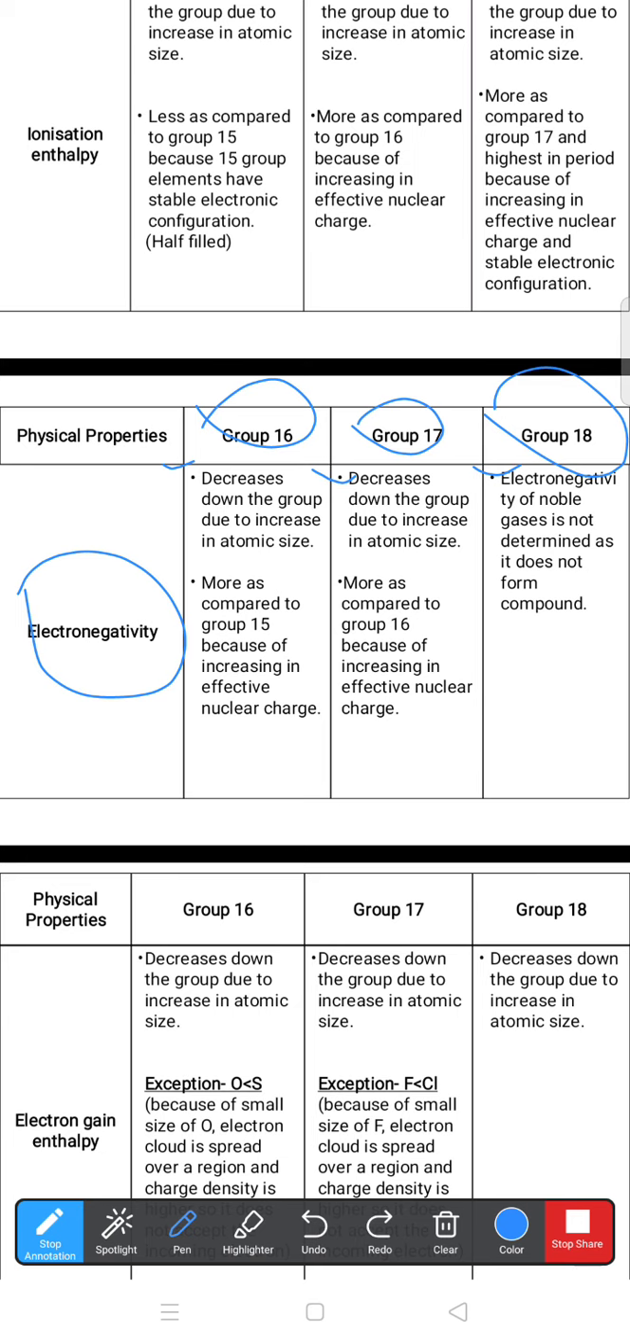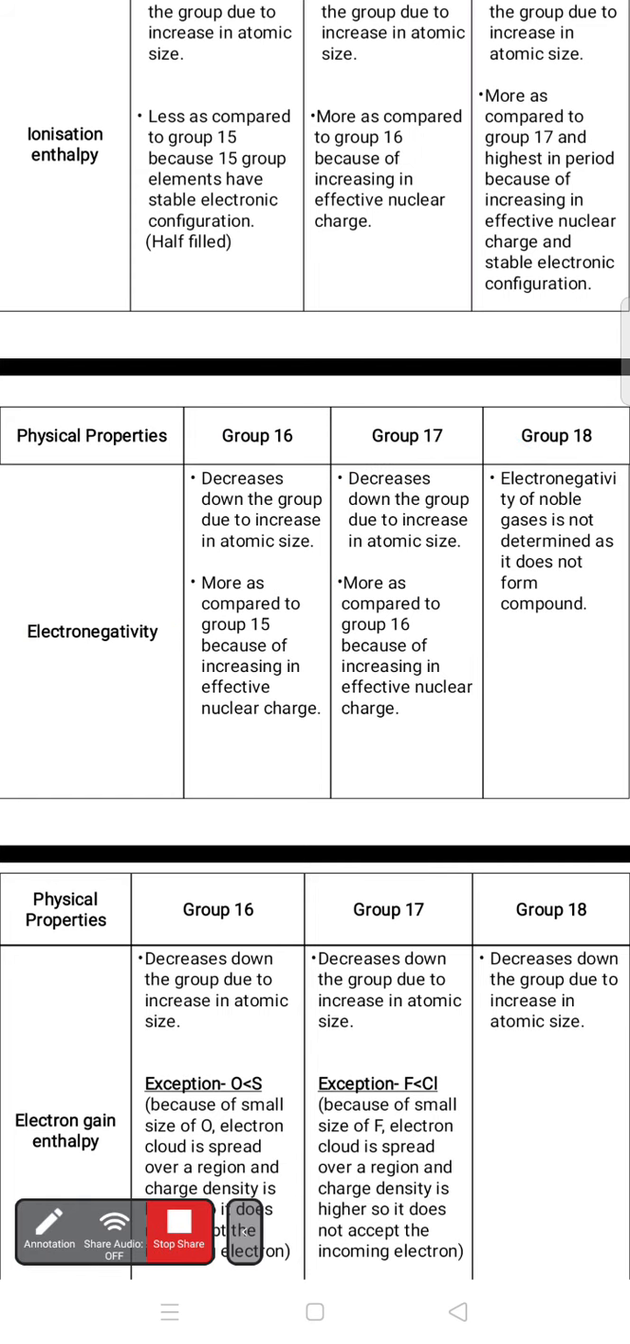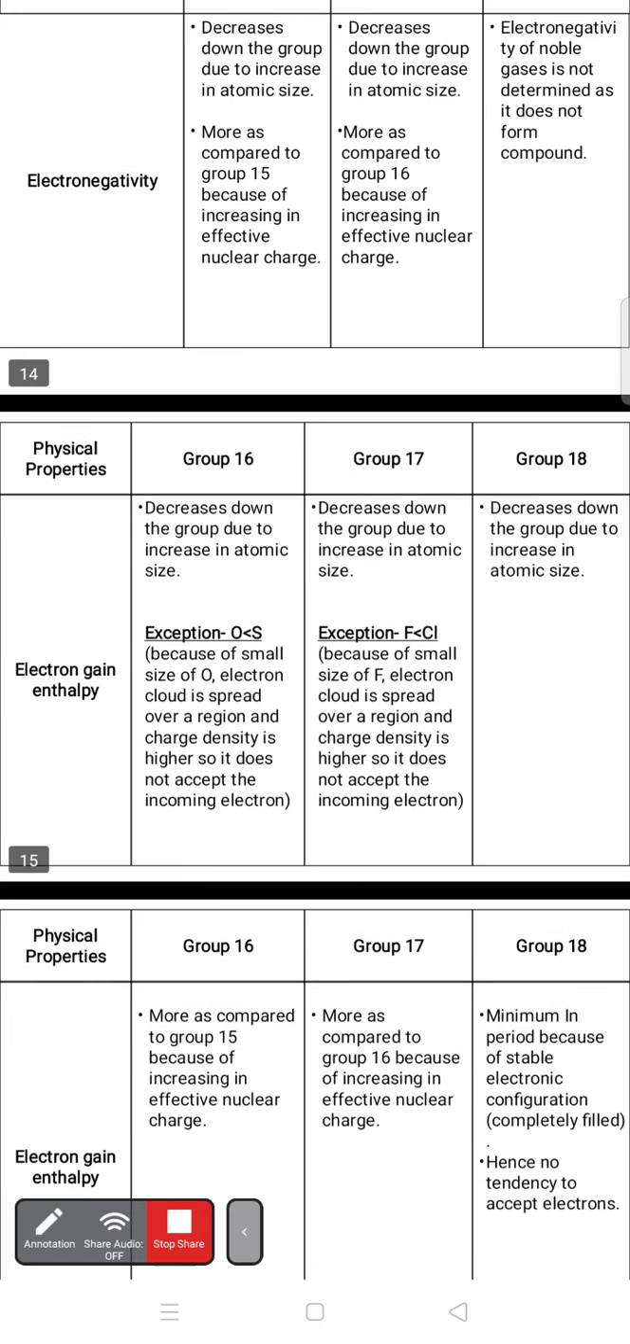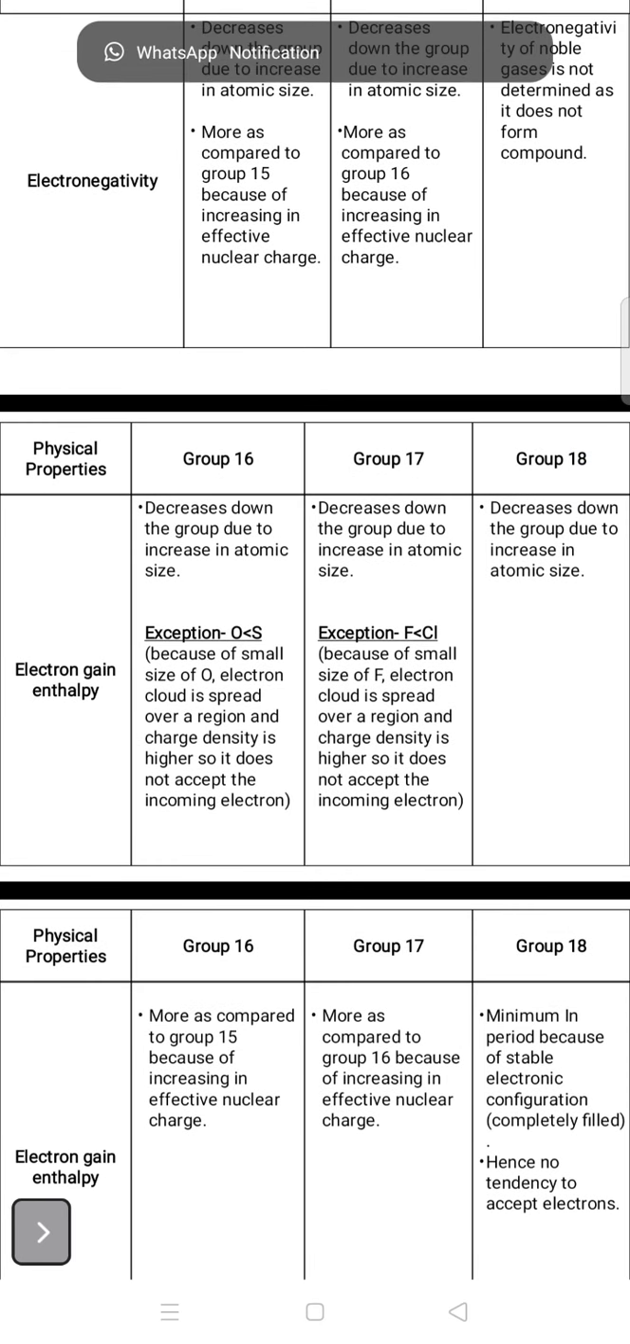Then in group 16, electronegativity is more as compared to group 15 because of the increase in effective nuclear charge. In group 17, it is more as compared to group 16 because of the increasing effective nuclear charge. In this way we can compare these two groups about electronegativity. Later on, for physical properties, electronegativity decreases. The same will continue.